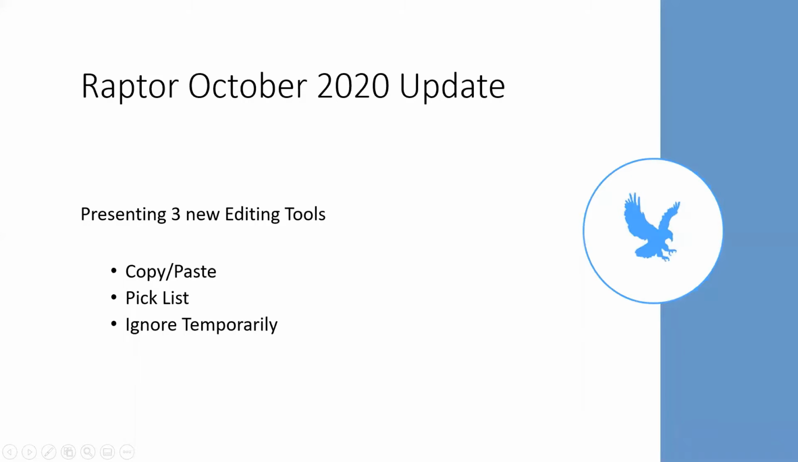Welcome to the October 2020 Raptor update. We're going to present 3 new editing tools that are available now in Raptor. We're going to talk about copy paste, Picklist, and a temporarily ignore feature.